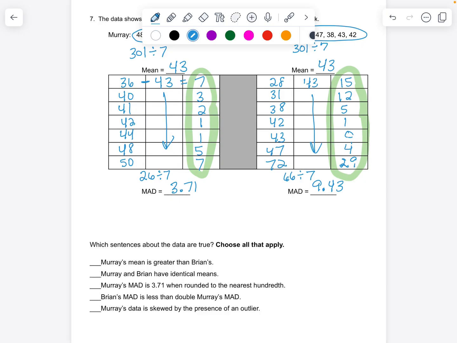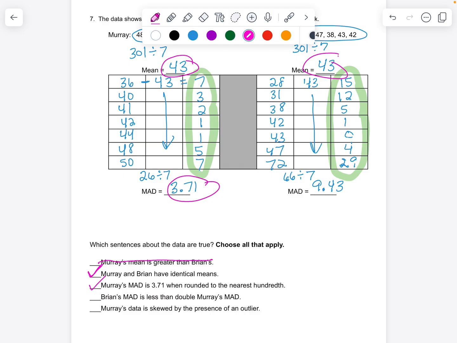The first one says, which sentences are true? Choose all that apply. Murray's mean is greater than Brian's. Actually, their means are exactly the same. They both have 43. So the first one would not be true. The second statement, Murray and Brian have identical means. Yes, absolutely. They both had 43, so that would be true. The third statement, Murray's MAD is 3 7/100, when rounded to the nearest hundredth. That's what I got, so yes.